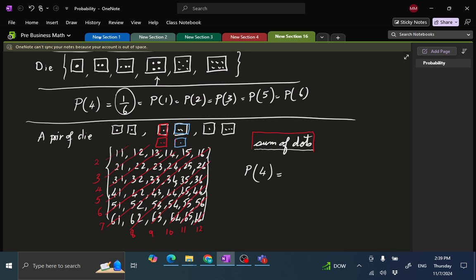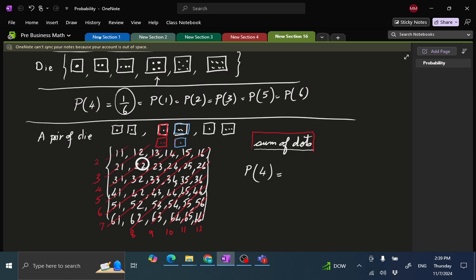Anything could happen. I throw one die once, I get something. Throw a second one, or pick the first one again and throw it, I get something. Any sequence is going to be equally likely as any other one. But if I play the game of sum of dots, then things are going to become interesting.